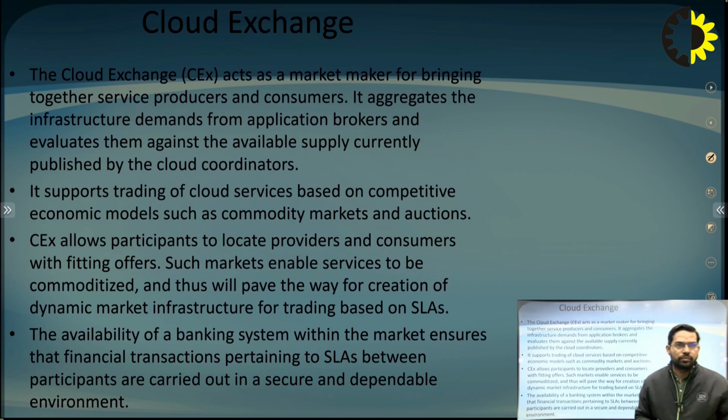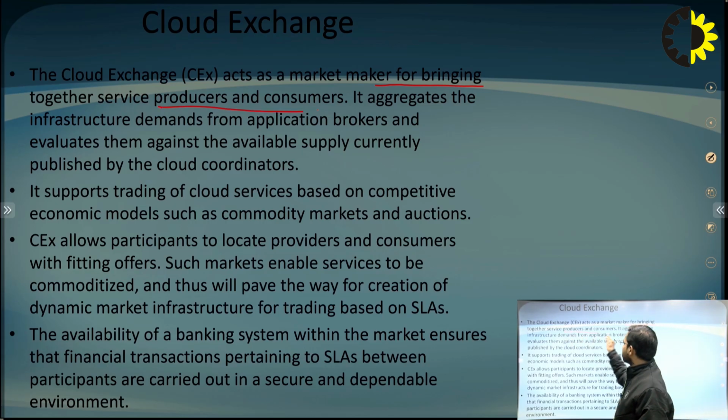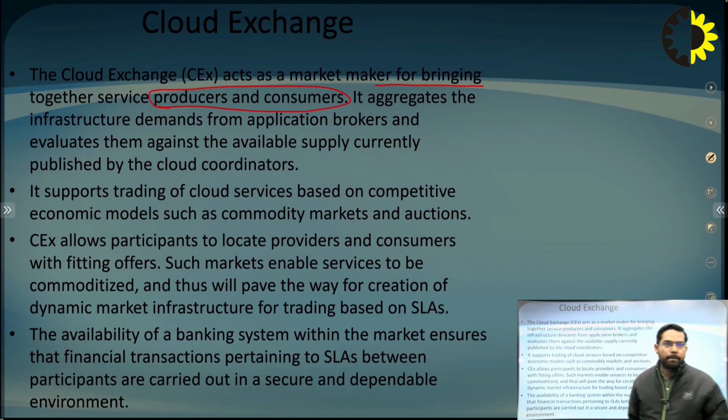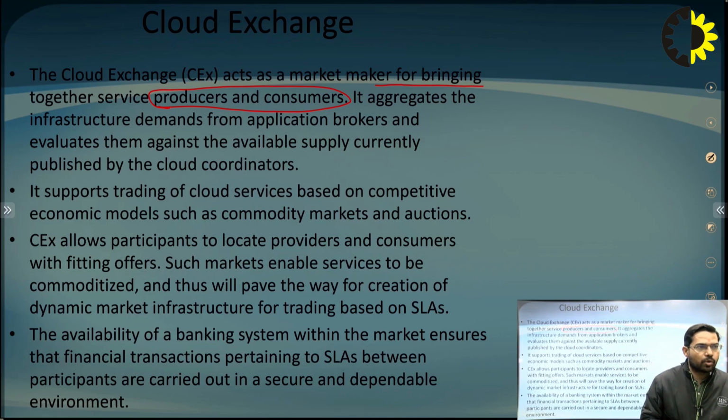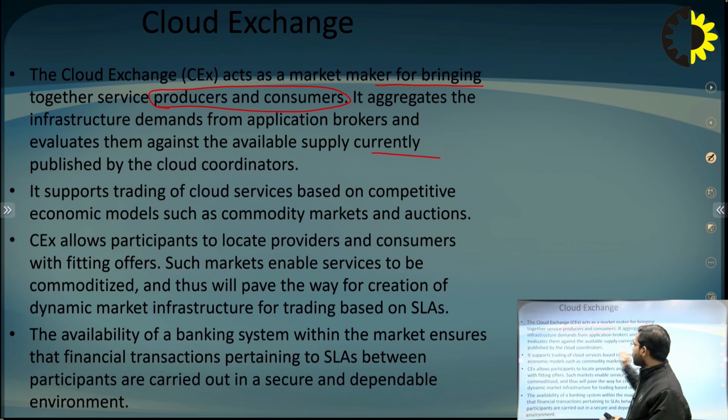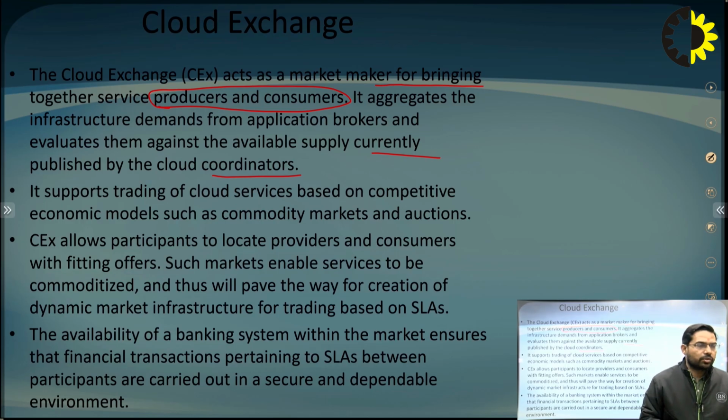But now, with the cloud exchange, called the CloudEx, it acts as a market maker, bringing together service producers and consumers. Basically it aggregates the infrastructure demand from application brokers and evaluates it against the available supply currently published by the cloud coordinator. So it supports trading of cloud services based on competitive economic models such as commodity markets and auctions.